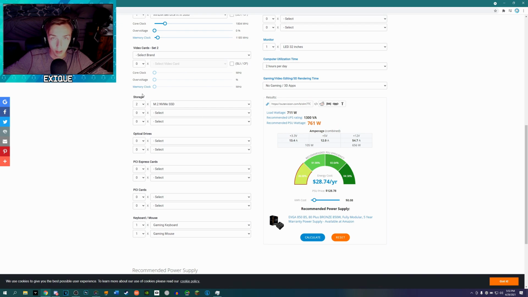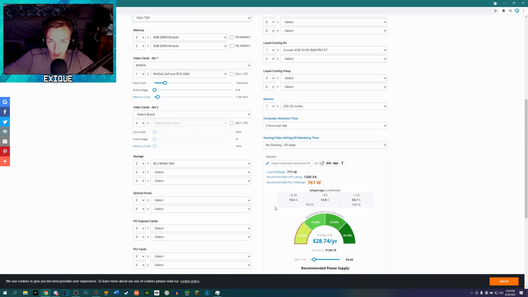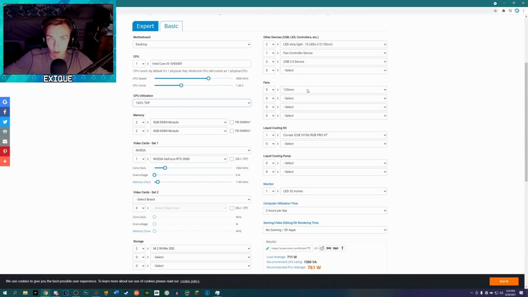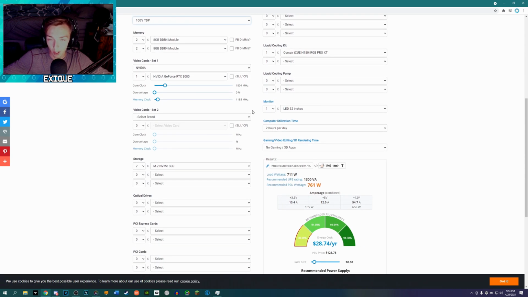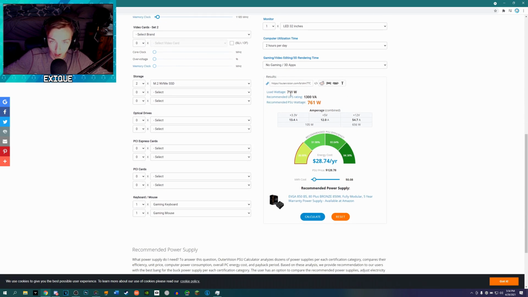And 2 M.2 NVMes, 1 gaming keyboard, 1 gaming mouse. I don't know how big of a difference that makes, but I do have both of those. I have 2 LED strips with 15 LEDs, a fan controller, and I just put the 2 USB 2.0s because I do have 2 RGB hubs, 9 120mm fans, and a 360mm radiator AIO. The monitor really doesn't change anything, but I just put it in anyway. And what it came out to was 711 watts under load, and it recommends a minimum of 761 watts.